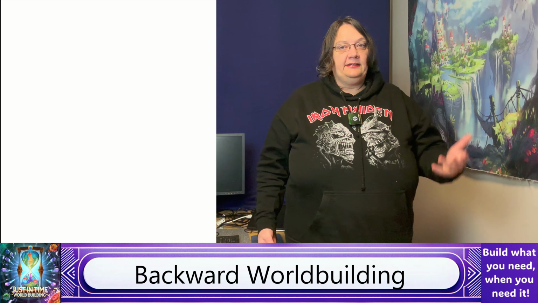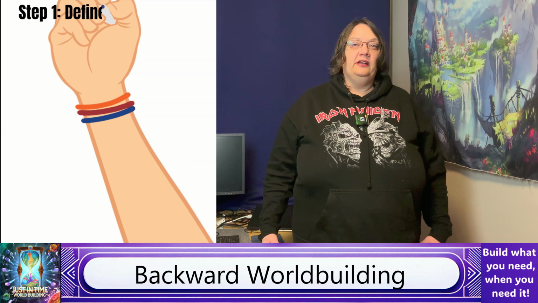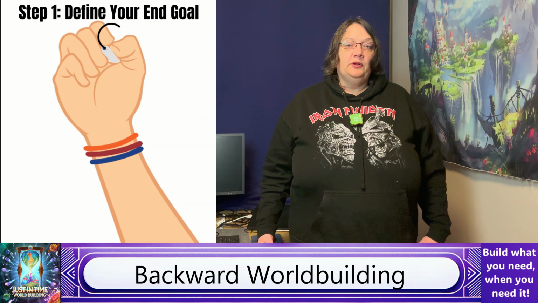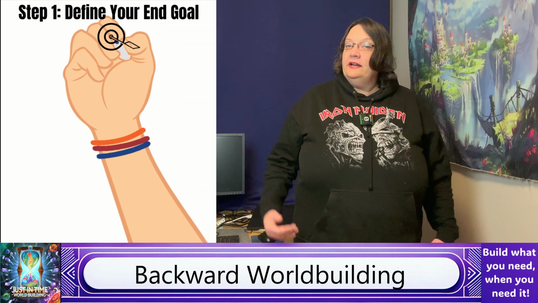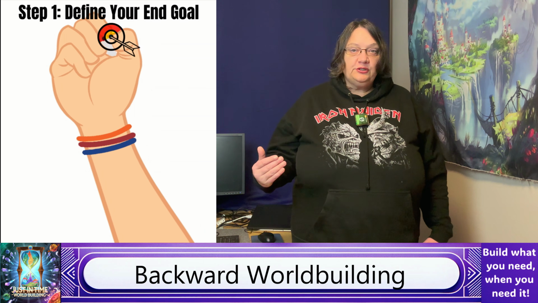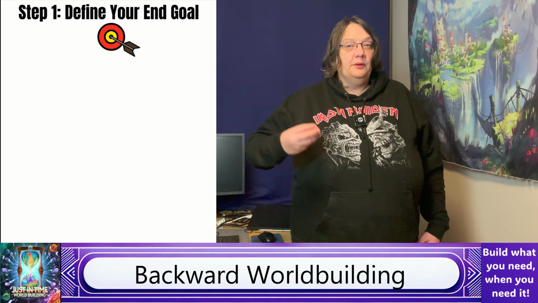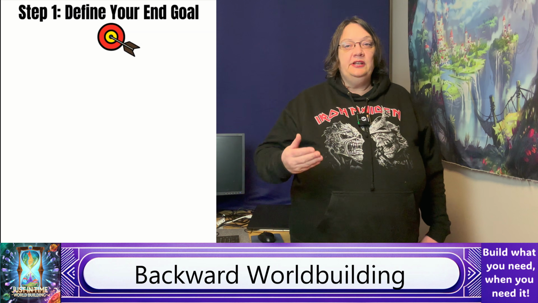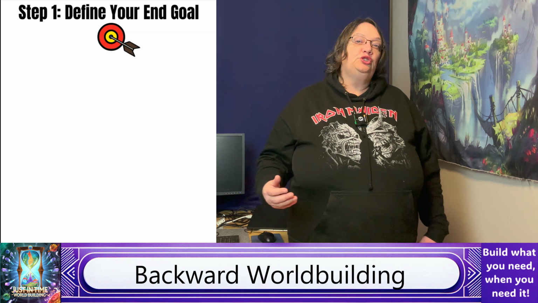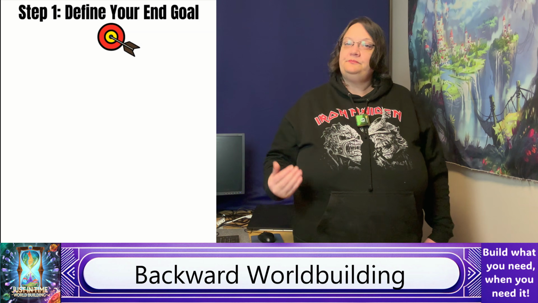So let's break that down into 4 easy steps. Step 1. Define your end goal. Backward world building starts with a clear vision of the present. What kind of society, technology, or political system do you want to portray? Are you building a feudal world, a mercantile economy, or a corporate dystopia? Establishing these key aspects ensures that your historical development supports your setting.